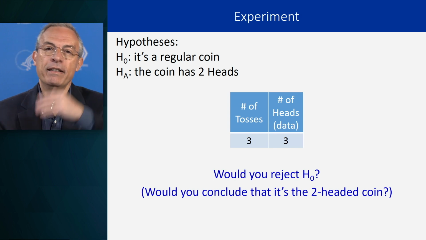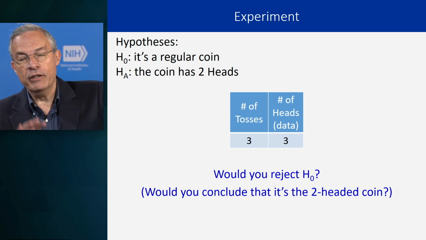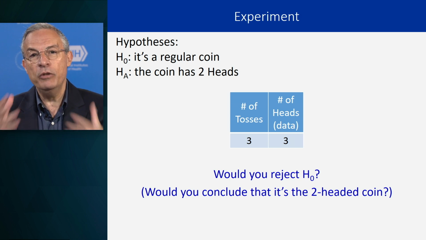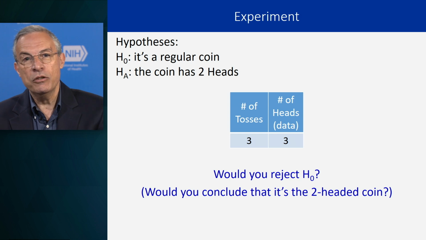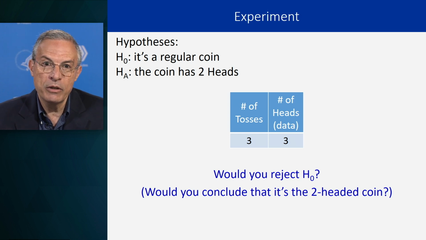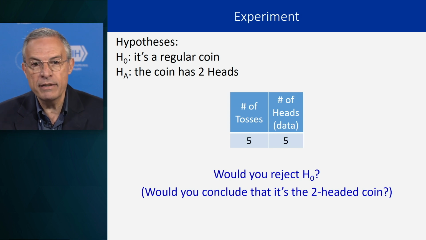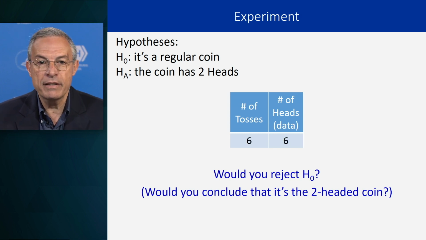Again, forget the first two experiments. Completely forget them. They didn't happen. I went to the lab, I tossed it 3 times and got 3 heads. Are you ready to now conclude that I'm tossing the two-headed coin? And same thing with 4 tosses, 4 heads, 5 tosses, 5 heads, 6 tosses, 6 heads, and 7 tosses, 7 heads.